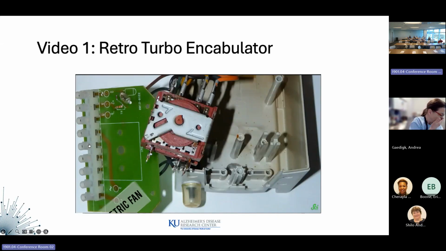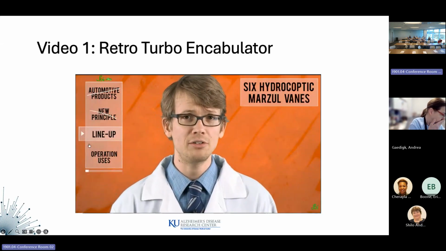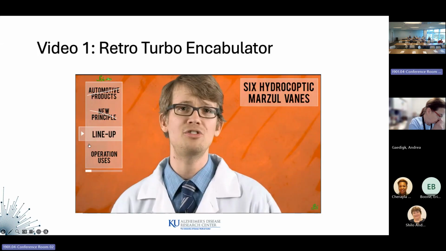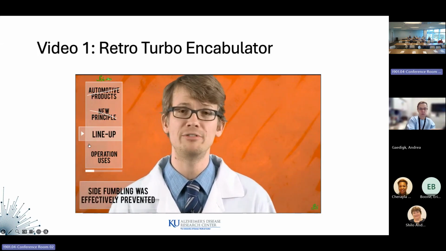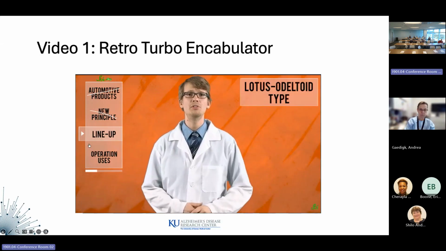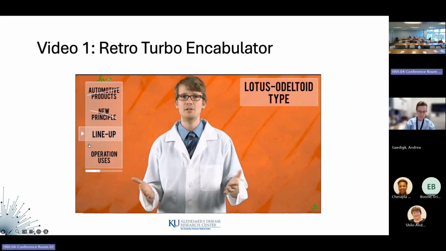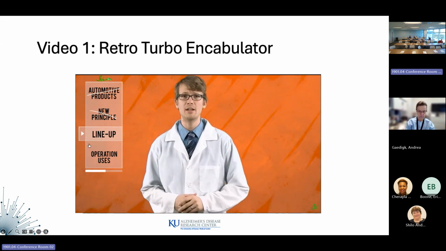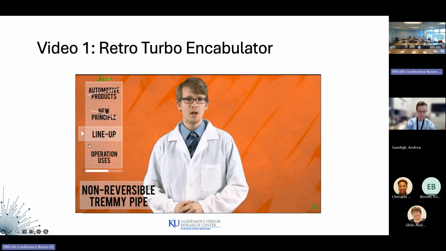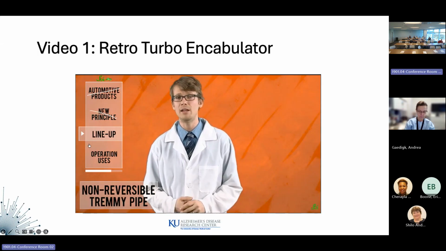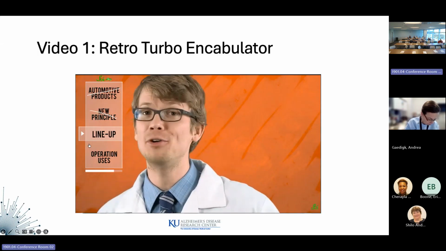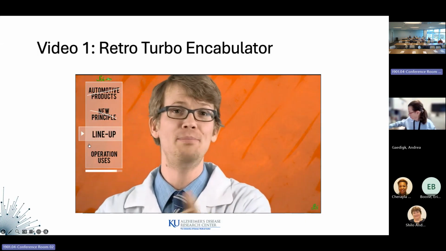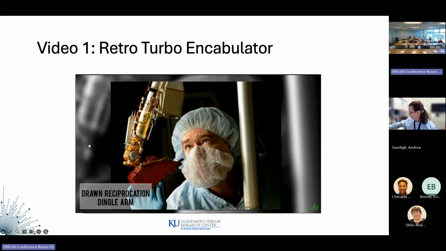The lineup consisted simply of 6 hydrocoptic Marsal vanes so fitted to the amphipatient lunar wane shaft that side fumbling was effectively prevented. The main winding was of the normal lotus odaltoid type, placed in panendermic semi-boloid slots of the stator, every 7th conductor being connected by a non-reversible trimmy pipe to the differential girdle spring of the up end of the gram meters. Even cooler, whenever fluorescent square motion is required, it can also be employed in conjunction with the drawn reciprocation dingle arm to reduce sinusoidal declination.